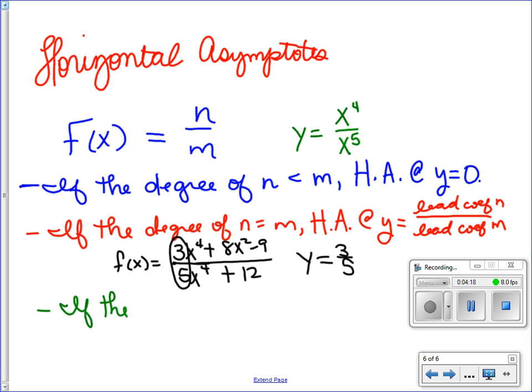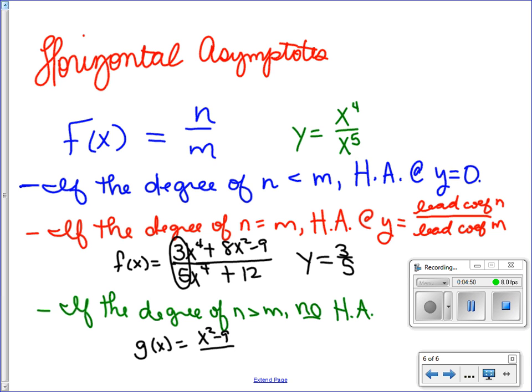Alright, so we've done less than, we've done equal to. What's next? What's left? Greater than. If the degree of n is greater than the degree of m, no horizontal asymptote. Not a horizontal asymptote there.